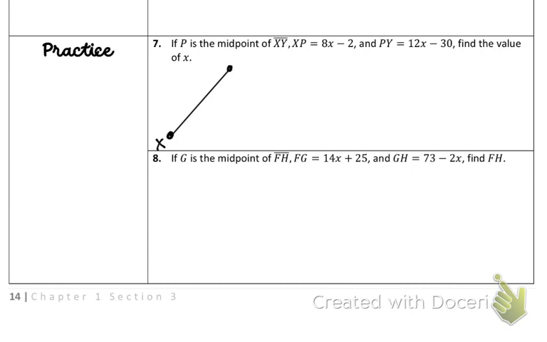We'll say this is X and this is Y. I know that because they talk about segment XY and they tell me P is the midpoint of it. So we're going to go right smack dab in the middle and put a P there, and we're going to put 2 tick marks on there because that's what midpoint means. Now we're going to put the information down. They say XP equals 8x minus 2, so we'll go to XP and put 8x minus 2. PY is 12x minus 30.